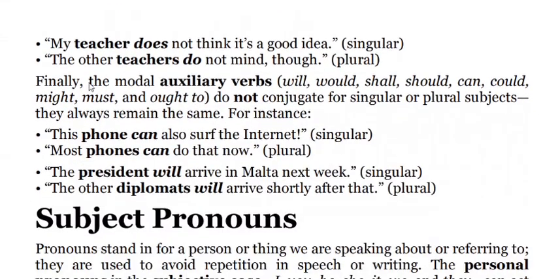Finally, the modern auxiliary verbs will, would, shall, should, can, could, might, must, and ought do not conjugate for singular or plural subjects. They always remain the same. For instance, this phone can also surf the internet. Most phones can do that. Plural. This means the auxiliary verbs represent both singular and plural.